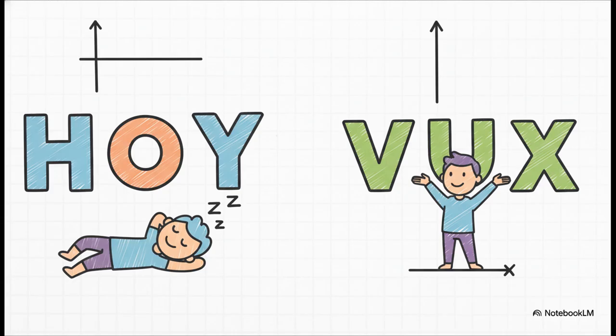But don't worry, there's an awesome little mnemonic to keep this all straight. Just remember this silly phrase. HOY VUX. HOY reminds us that a horizontal line has a zero slope, and its equation looks like y equals some number. And VUX, that's for vertical lines, which have an undefined slope, and their equations look like x equals a number. Seriously, this little trick is a total lifesaver.